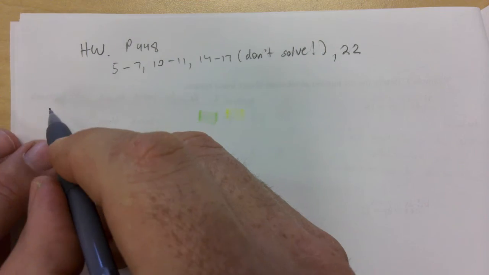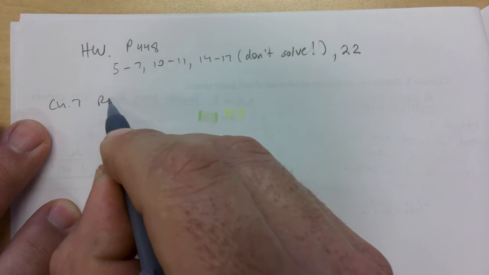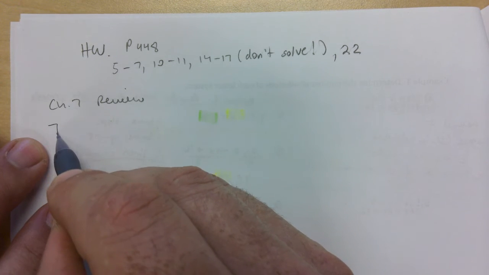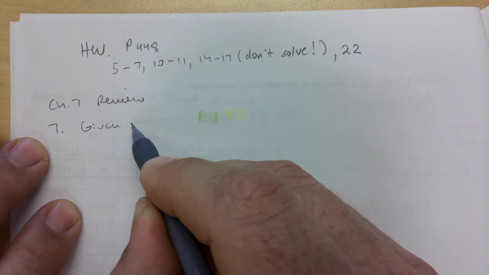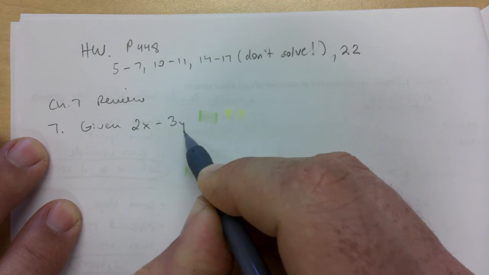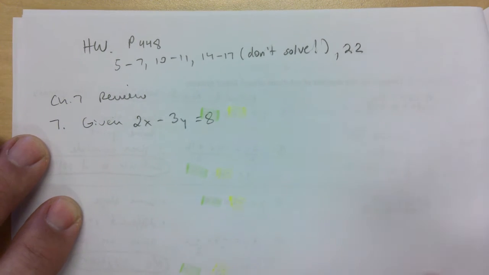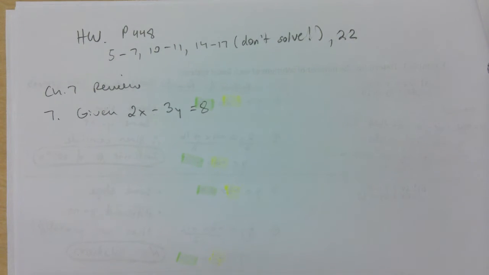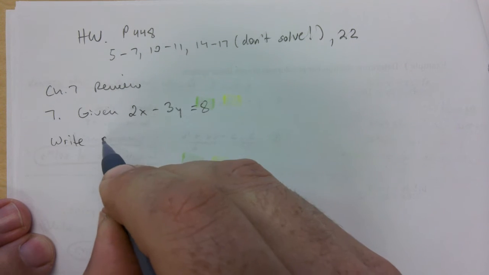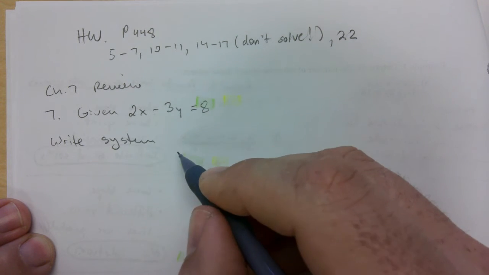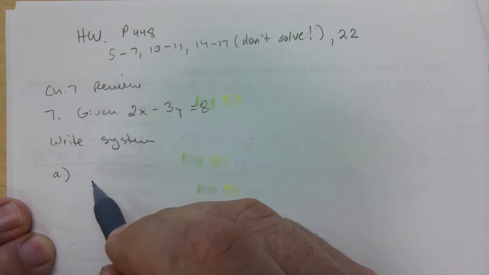So I will do chapter 7 review. We'll do 7. We are given, I will rewrite this quickly, 2x minus 3y is equal to 8. And please make sure you understand, read the equations carefully. Like if I flip the x and the y, we're so used to always x then y, but look at them carefully. How do you go about it, okay? So write a system. And the first one is no solution.